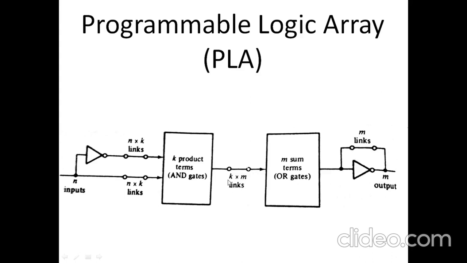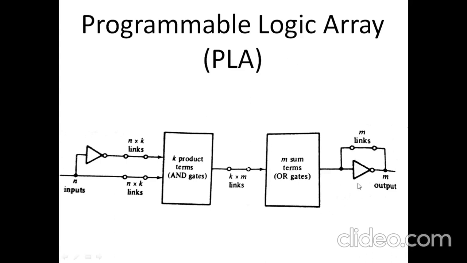We have k cross m links between the two groups of gates. Every AND gate here is connected to every OR gate through a fuse. So this fuse would allow us to decide whether to connect the output of an AND gate with an OR gate or not. This will give us the flexibility that is the major feature of programmable logic array.